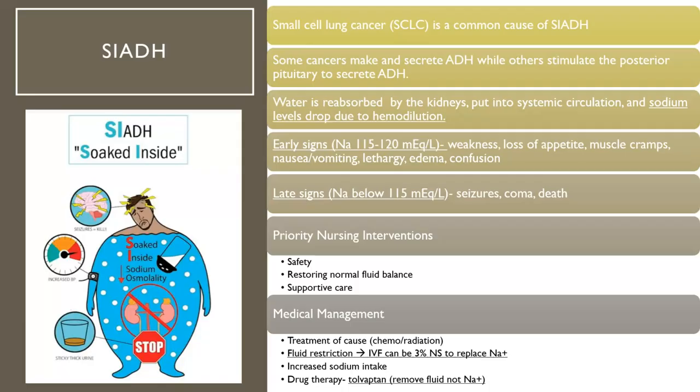So what are our interventions? Well, we can give tolvaptan. Tolvaptan is going to help remove the fluid but keep the sodium. We want to get them peeing for fluid restriction, but if we do give fluid, it has to have salt in it. So 3% normal saline to replace the sodium level. Increase sodium intake. Treatment cause could be from chemo. So our priority interventions are safety, restoring normal fluid balance, monitoring your sodium level, and supportive care.